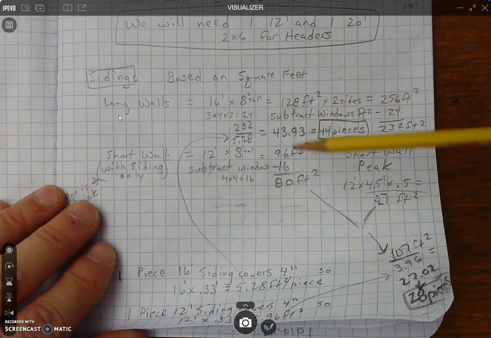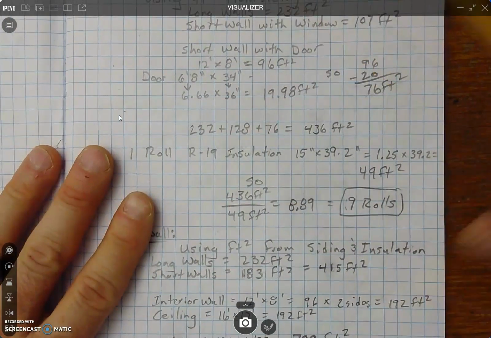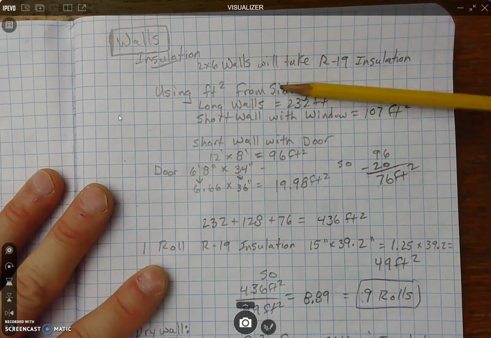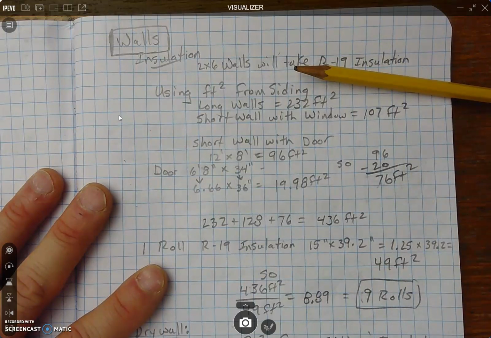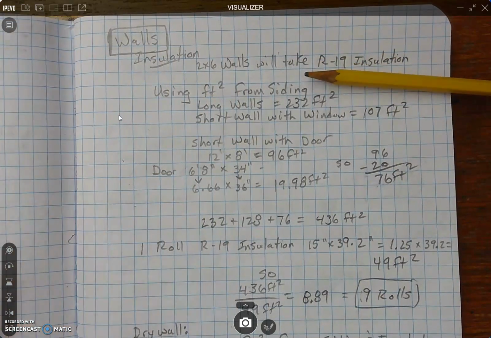The reason I say this is because the next thing that we need to figure out is insulation. So insulation goes in the stud walls all the way around our shed, right? It will also go in our ceiling, but I do that when we do the roof, so we won't look at that right now. So really what we're going to do is use a lot of the same measurements.